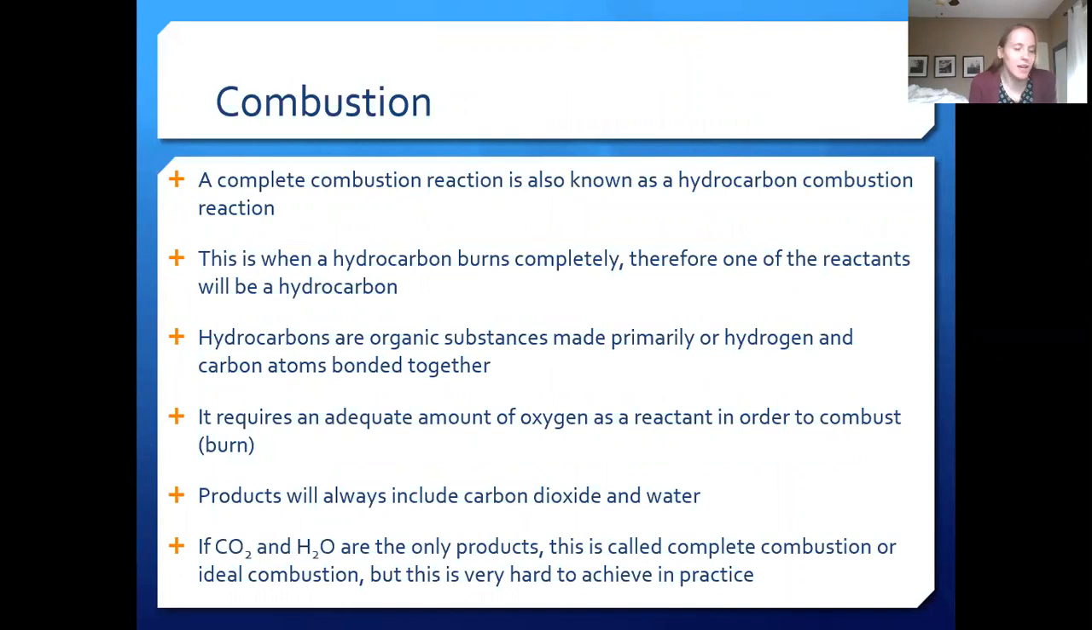For the combustion reaction, we talked about this when we were doing our gas laws. A combustion is also called a hydrocarbon combustion reaction. It is when you take a hydrocarbon, which is a molecule made of hydrogen and carbon, and you burn it in the presence of oxygen. If it combusts completely, you're going to end up with carbon dioxide and water as the products.